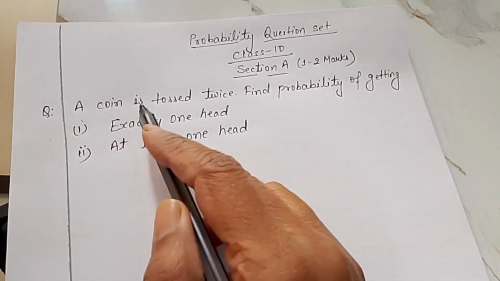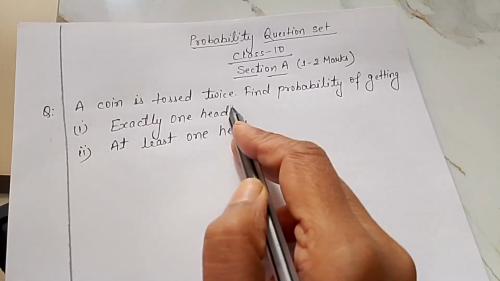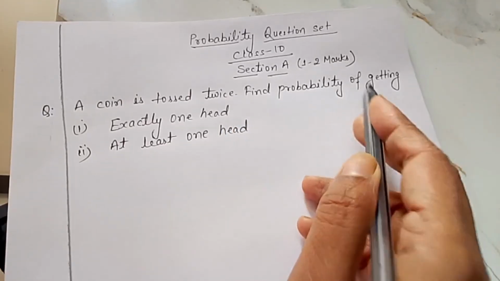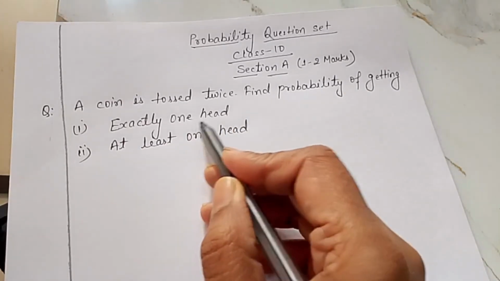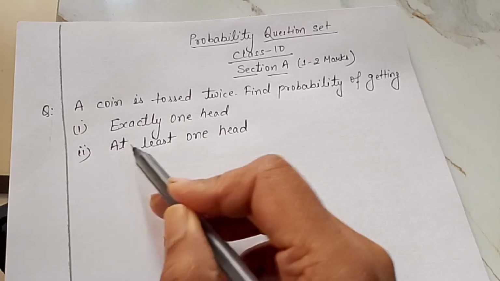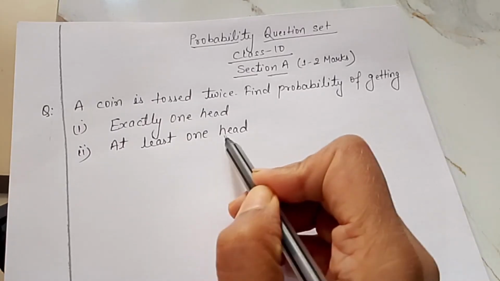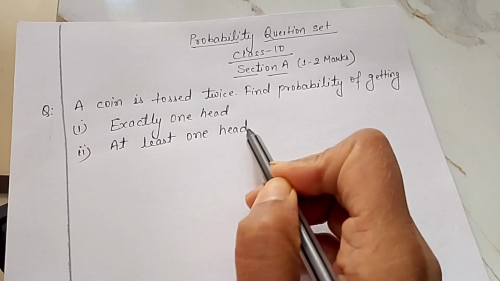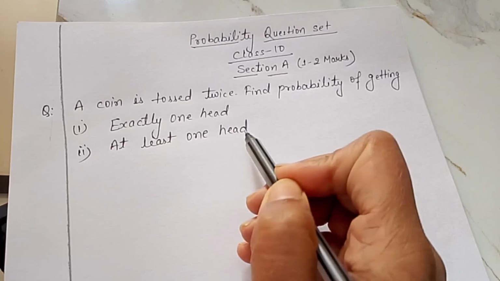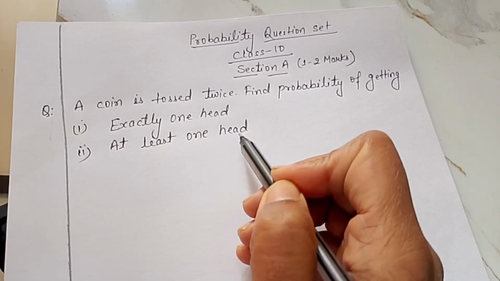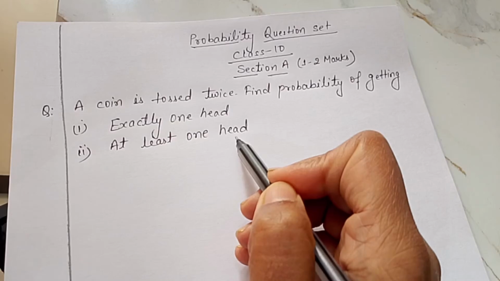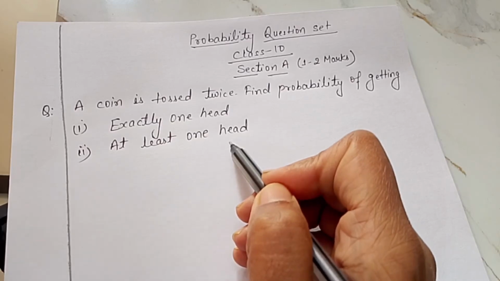Question number 1. A coin is tossed twice. Find the probability of getting exactly one head. Second one, at least one head. Before we solve anything, we need to know every possible result. When you flip a coin twice, there are 4 total outcomes. Let's list them out.